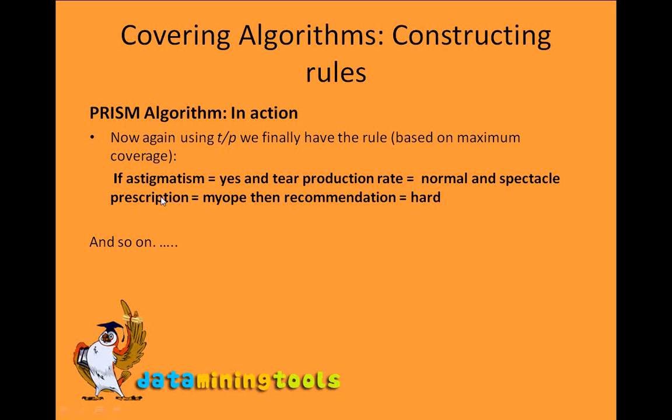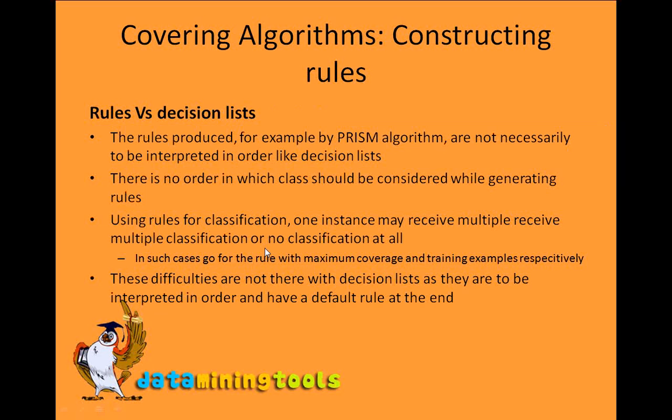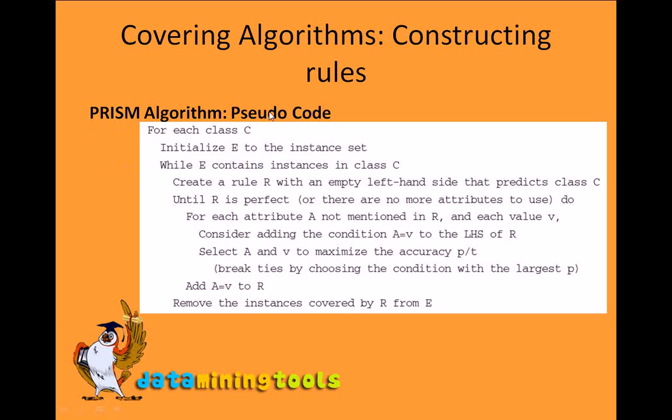And finally, the rule which we get is this particular: if astigmatism equal to yes and tear production rate equals to normal, and spectacle prescription equals to myope, then recommendation equals to hard. And we do this till all the instances of a class are covered. So we have rules for a particular class, and then we repeat the whole process for other classes as well, taking one class at a time. This is the pseudocode. This basically lists all the steps which we just took.